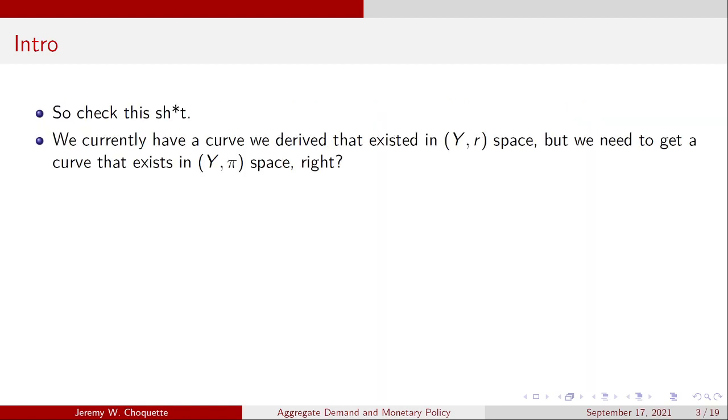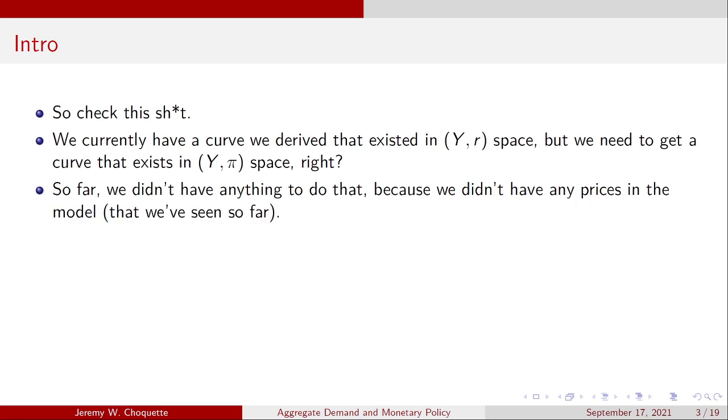So check this out. We currently have a curve that we derived that exists in output and real interest rate space, but we've got to get something in output and inflation rate space, right? Well, the answer would be yes. So far, we didn't really have anything to do that because we didn't have any prices in the model that we've seen so far, right? All the stuff you've seen has been output, real interest rates, consumption, investment, government spending, but nothing with either prices or inflation.